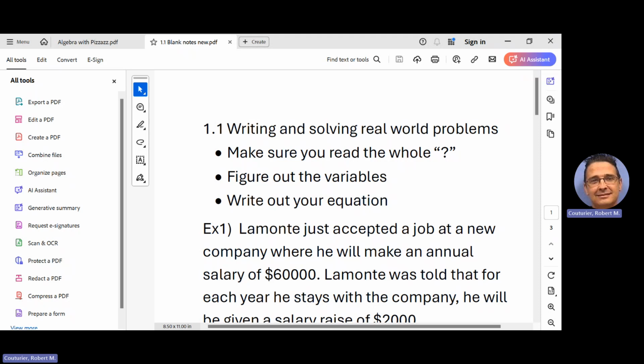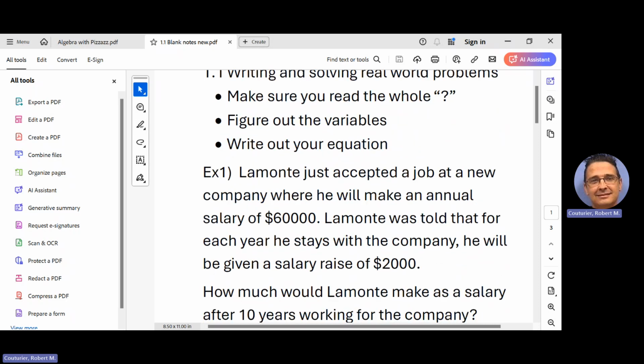Okay. Second, figure out what the variables are. What are the unknown in the problem? Once you do that, then you have an ability to start to write the equation. And again, write the whole equation out. Don't try to do it and hold that information in your head. Physically write it out and then use it. That'll help you get better at this. Let's go and look at the first example.